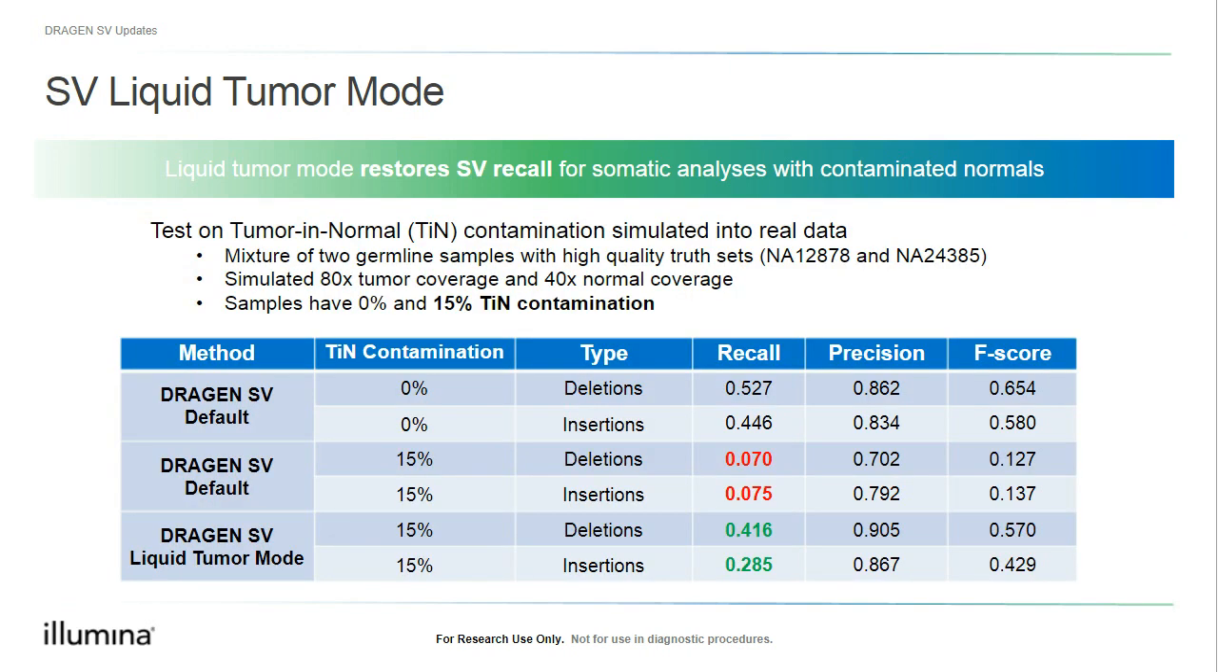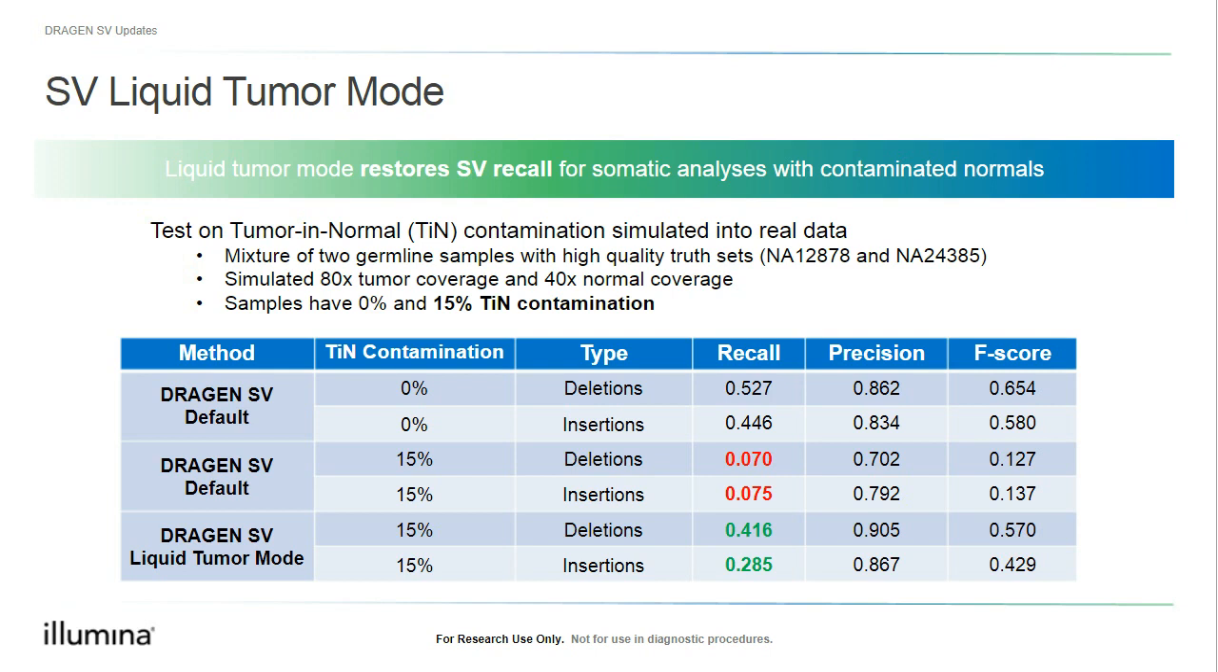Here is some benchmarking data that we have. This one is a tumor-in-normal contamination simulated sample. We mixed two germline samples with high quality truth sets, NA12878 and NA24385, and we simulated an 80x tumor coverage and a 40x normal coverage. Then we tested with samples which have 0% contamination and then samples with 15% contamination.